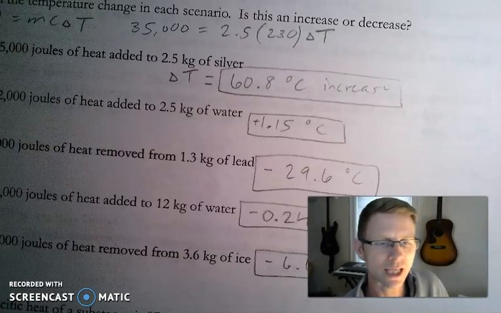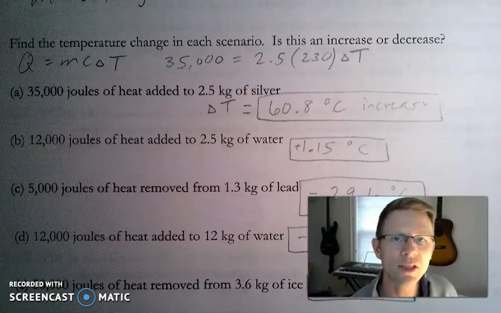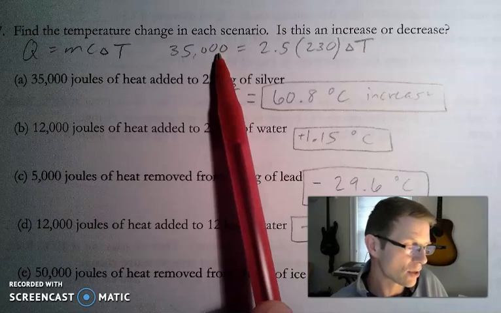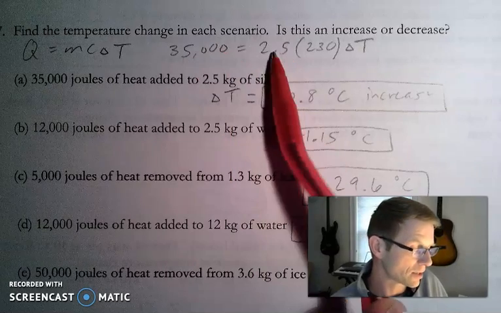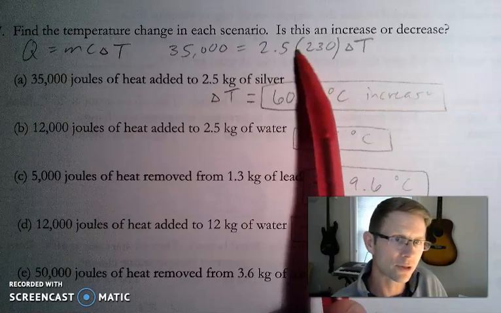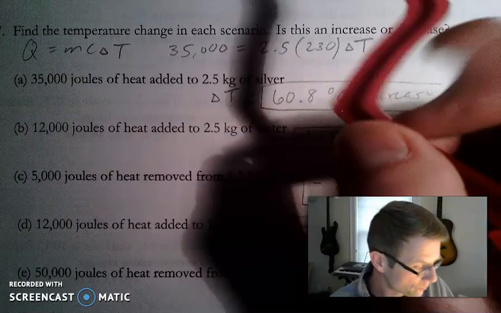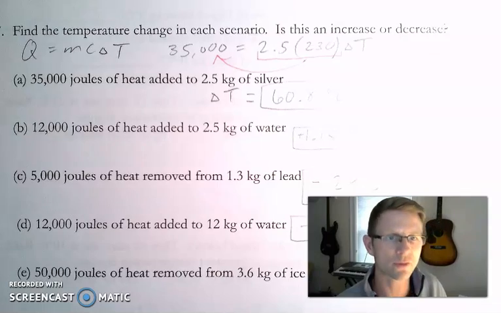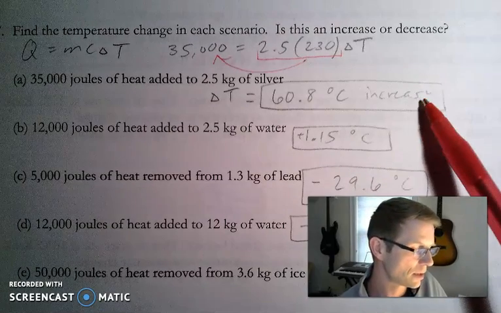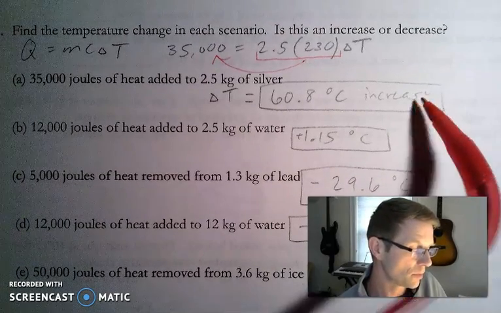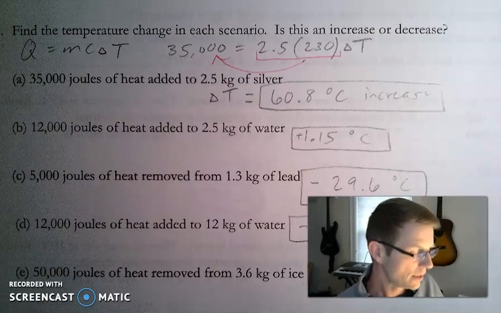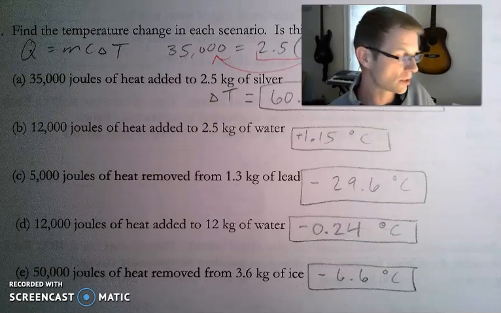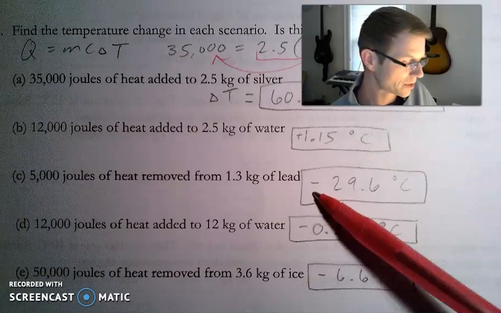Number 7 is like the one that I did as an example in class. This time you're solving for the change in temperature. So when you plug the values in, I did part A here, plug in the heat, plug in the mass and the specific heat. You multiply these two together, then you divide that into the 35,000, like we did in class, and you get 60.8. That's an increase because the heat was added. Then I decided to do pluses and minuses down here to show the increase or decrease. Plus, minus, minus, minus.